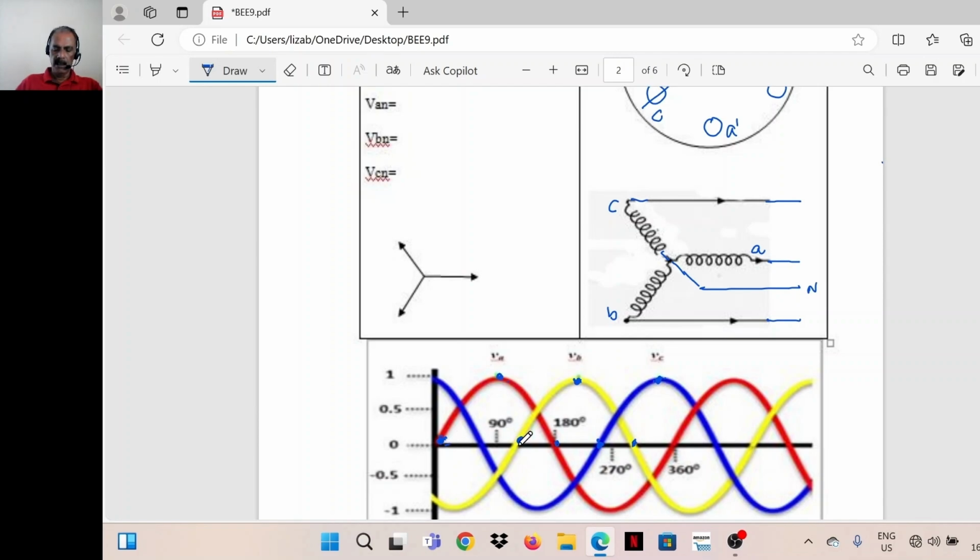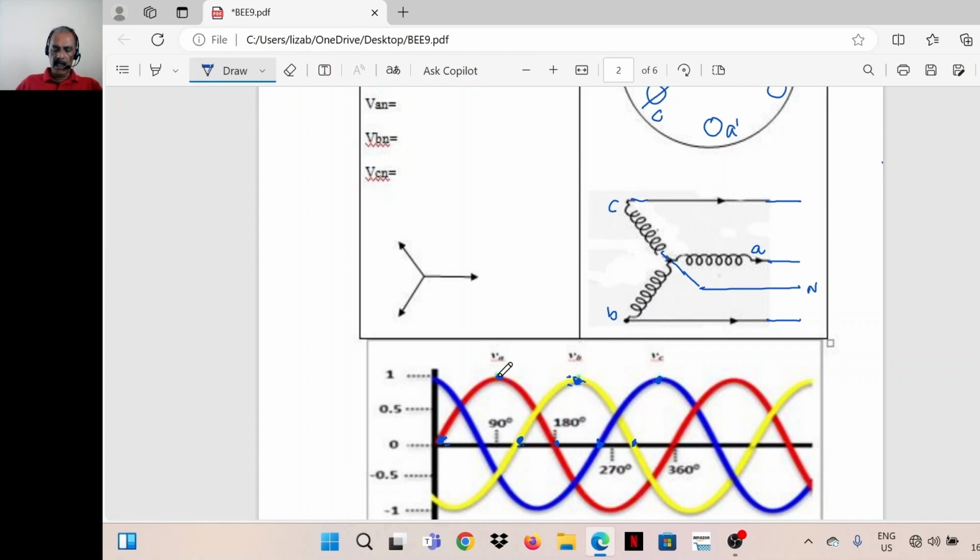That means this angle is 120. This is also 120. Likewise, between these 2 maximum points, the angular difference is 120. Between B and C, the angular difference is also 120 degrees. That means these voltages are at an angle of 120 degrees each, a phase difference of 120 degrees.